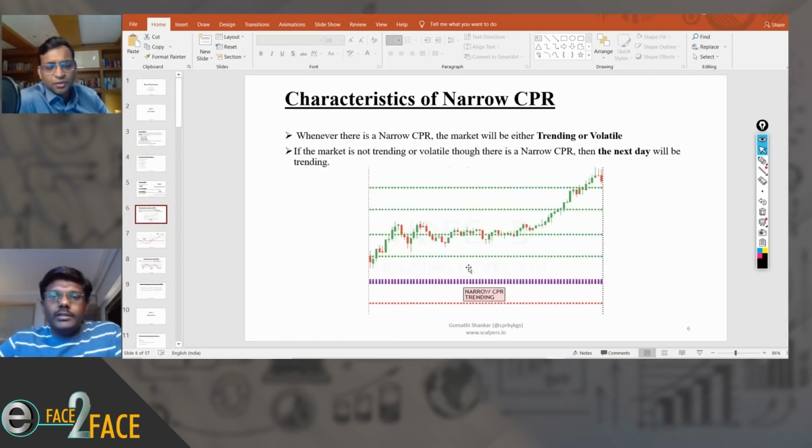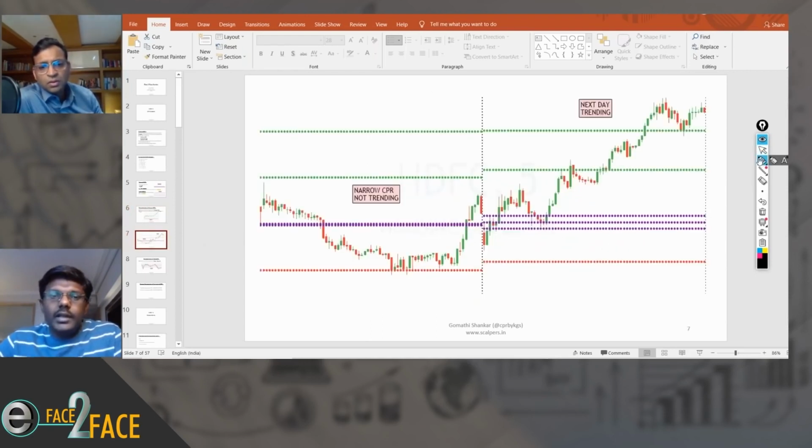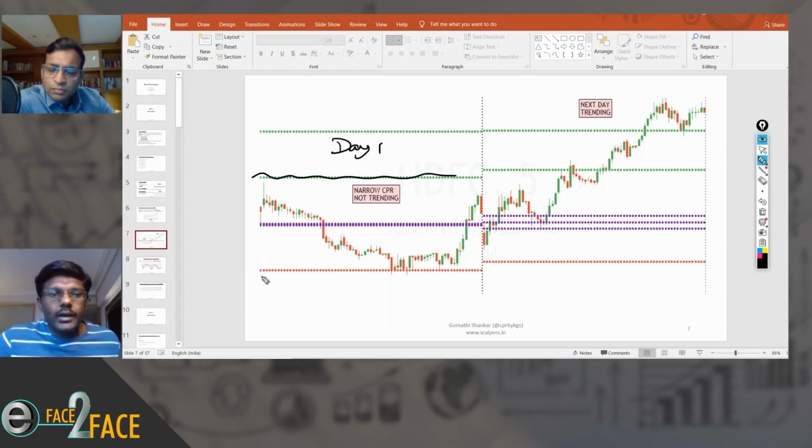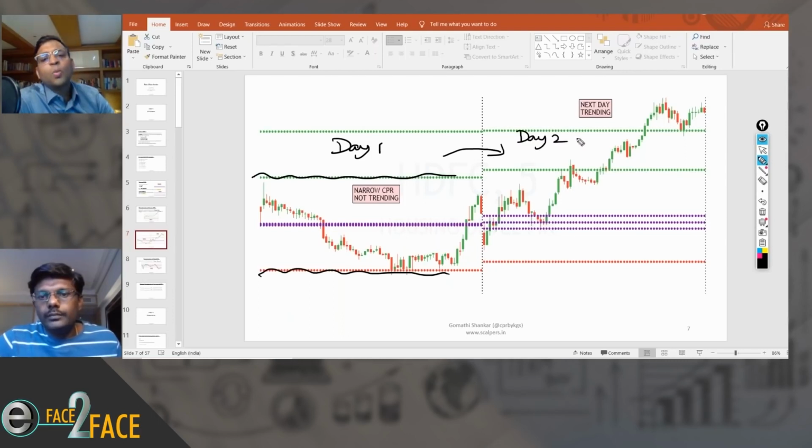This is one example where the market is having a narrow CPR and it was trending. Now, in some cases there will be a narrow CPR, so let us assume this is day one. Here we are having a narrow CPR, but the market is not trending. It is inside a range between R1 and S1. Whenever the market is not trending on a narrow CPR day, we can expect the next day to be a trending day, day two. Why?